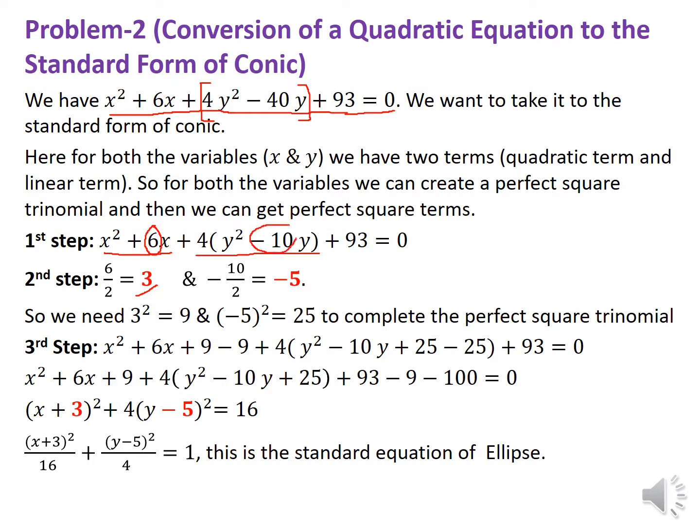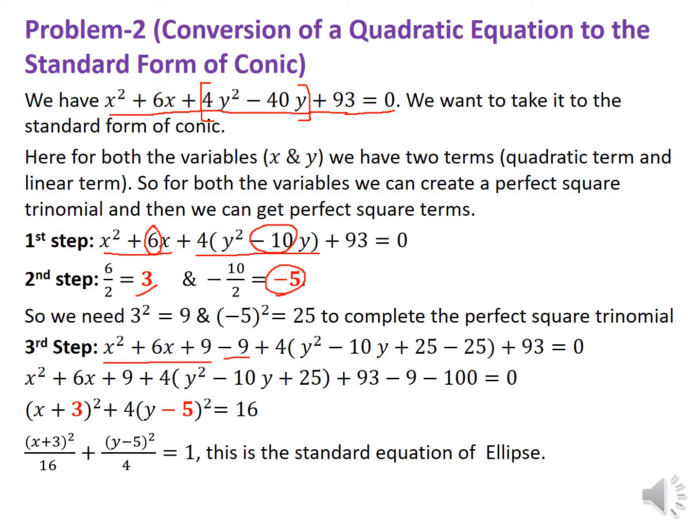So we will divide negative 10 by 2 and we will get negative 5 here. That means we need to add 3 square and negative 5 square to the given equation to create the perfect square trinomial. Okay, so look here, we have x square plus 6x plus 9. That means we have added 9 here. Since there was no 9 in the equation previously, we have also subtracted 9 from this equation.